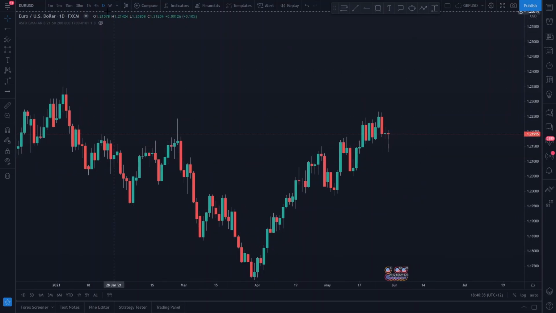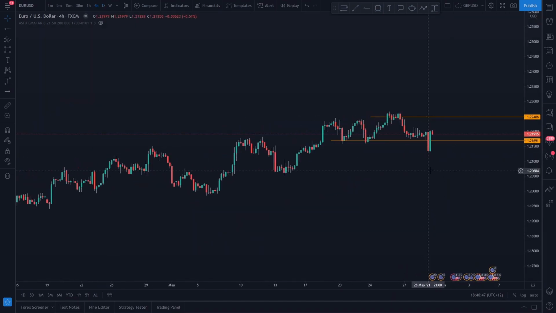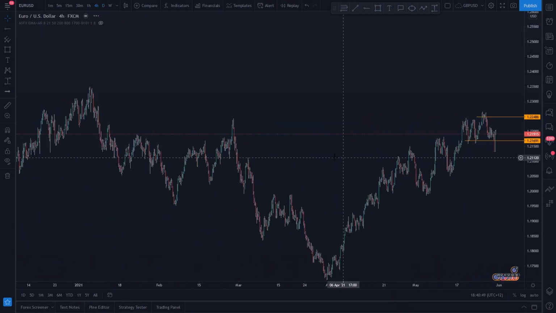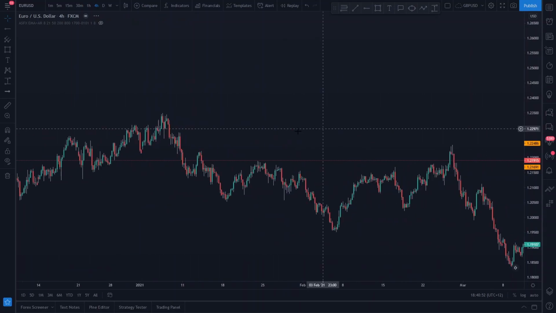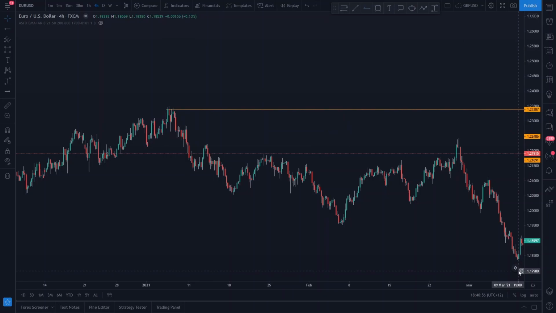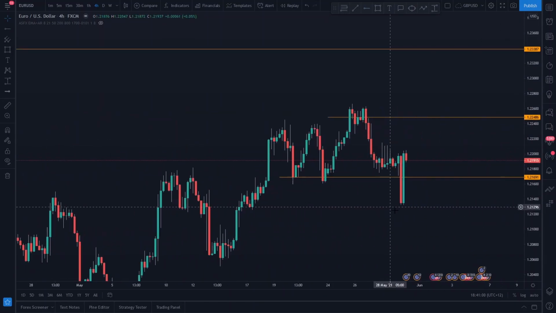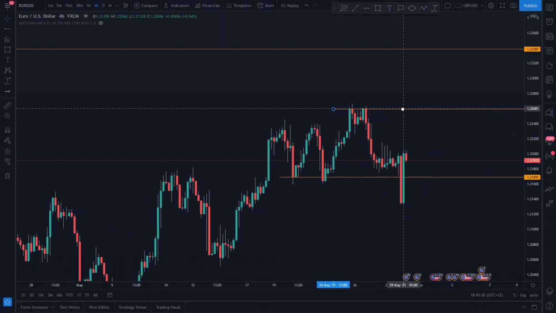So let's just see what we can do over here. What I'm going to do is I'm just going to mark a zone here and here. So this is our resistance and this is our support. And we're going to drill down into 4 hour, and before I lose this zone, I'm just going to mark this. Okay, time to clean up the zone. There you go.